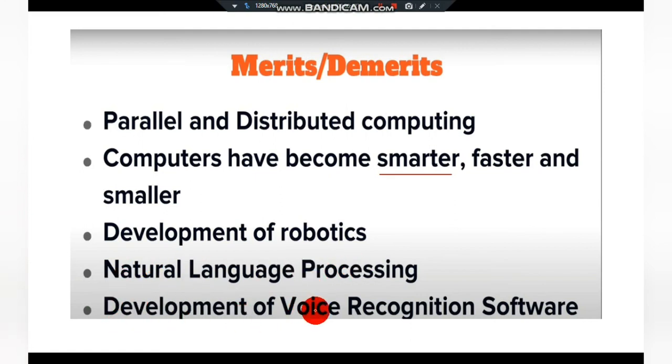And then the development of voice recognition software. Nowadays in your mobile we use voice lock, so only your voice can open your mobile or your system. Voice recognition software and systems are ready in this generation. So the development of voice recognition software was built in this generation. That is all about the generations of computers.